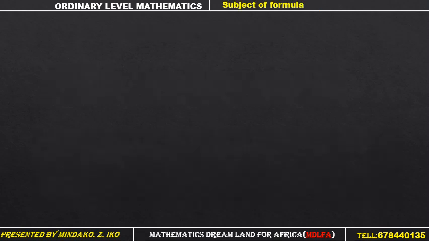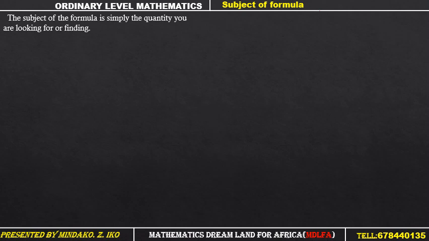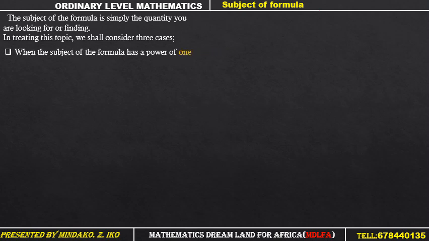Okay, so what is subject of formula? The subject of the formula is simply the quantity you are looking for or what you are finding. Among many things, you can be looking for a specific one among all of them. In treating this topic, we shall consider three cases. Case one, when the subject of the formula has a power of 1.